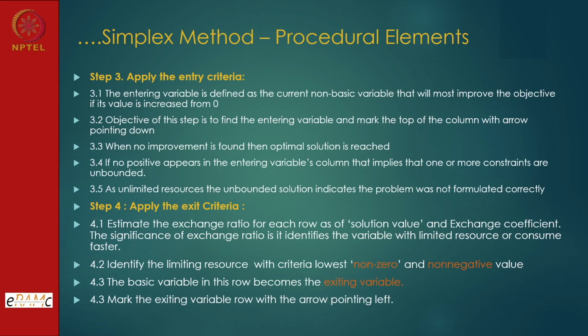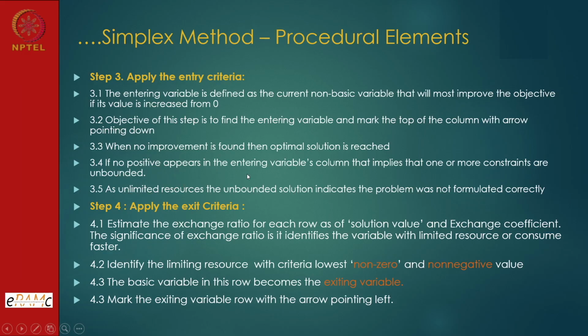When no improvement is found, the optimal solution is reached, and that will be indicated very clearly in the improvement row, that is the last bottom row of the table. If no positive value appears in the entering variable column, that implies that one or more constraints are unbounded. That means unlimited resources; an unbounded solution indicates the problem was not formulated correctly. So these two are caution measures. If you have not formulated the problem correctly, unbounded and unlimited resources will come in there.